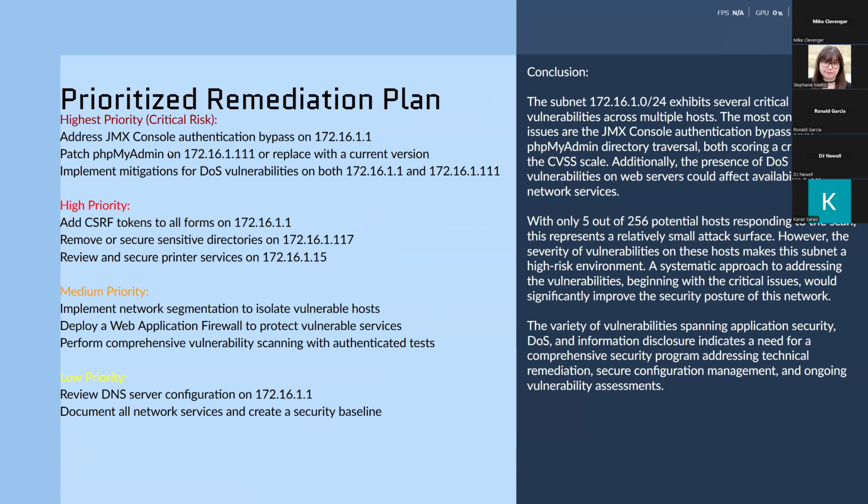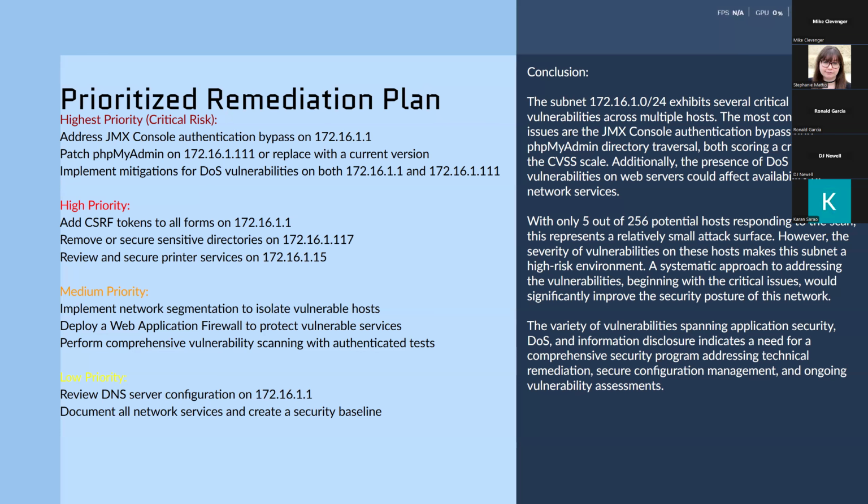The highest priority, which would be the critical risk, we would suggest addressing the JMX console authentication bypass on host .1, patch phpMyAdmin on host .111 or replace it with a current version, and implement mitigations for DoS vulnerabilities on both host .1 and host .111. The high priority actions would be to add CSRF tokens to all forms on host .1, remove or secure sensitive directories on host .117, and review and secure printer services on host .15.